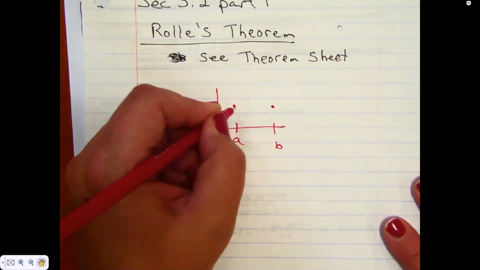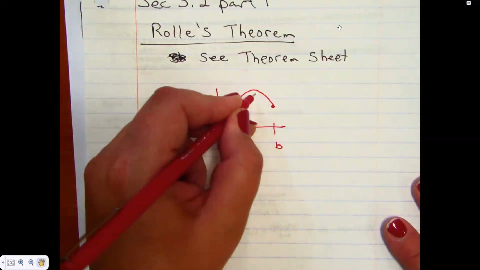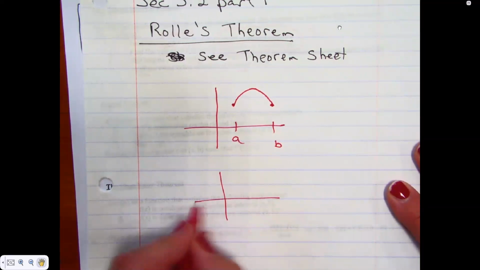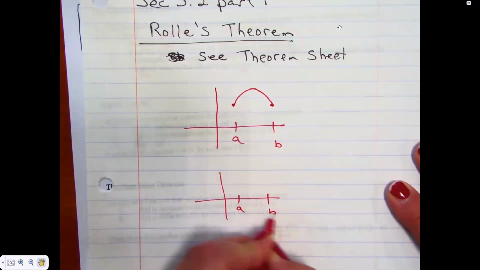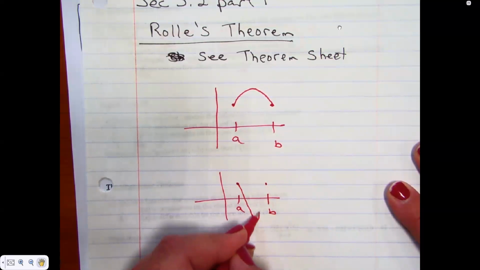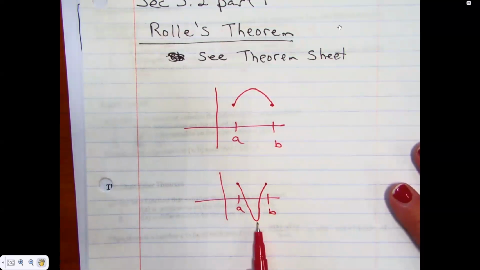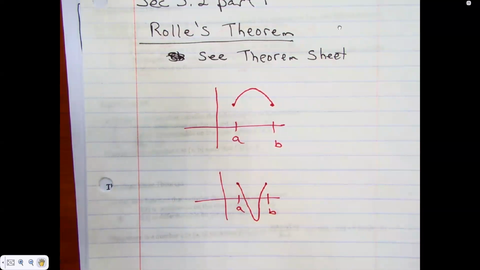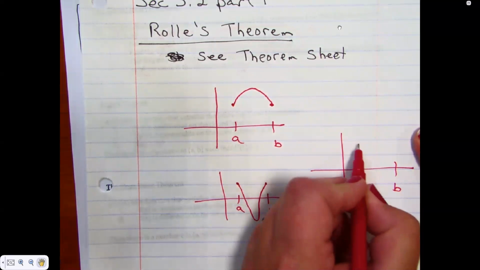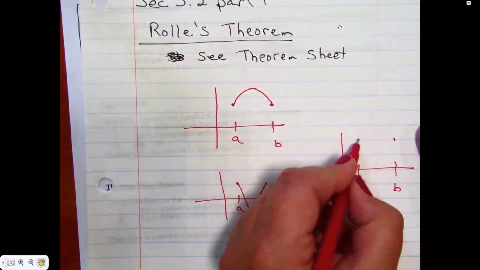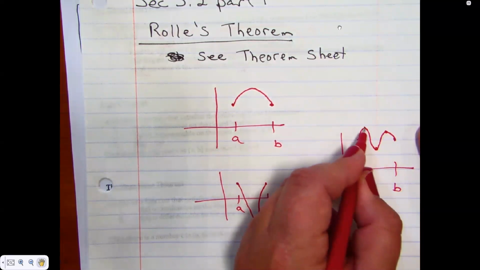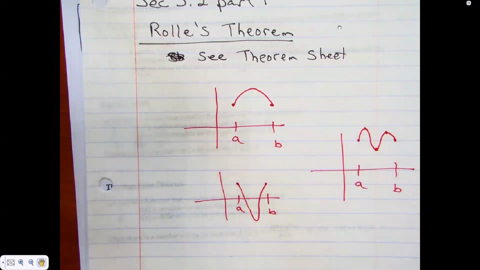Maybe I curl up like this. I have a max. If I curl down, we could do another one. Remember they have to be the same height. And I could cross, it could go all the way down here. But if I come back up, I have a min. Can you see that? What else? There could be more than 1, right? As long as they're the same height, it could go down, up, and that's okay. He's guaranteeing at least 1, but there could be more.